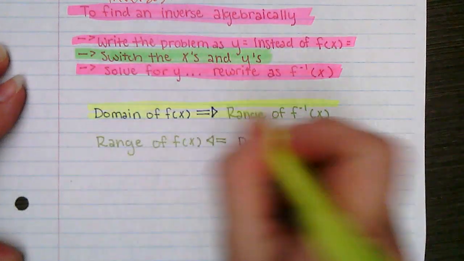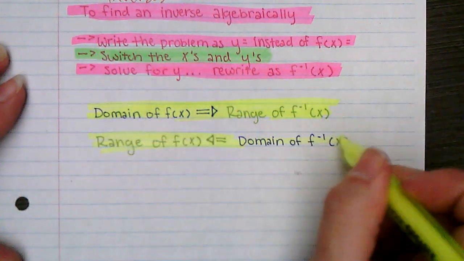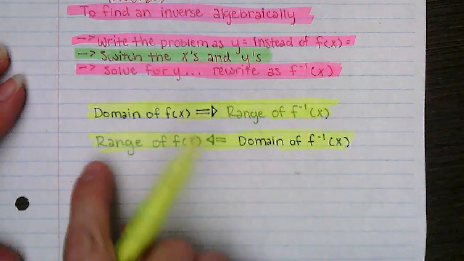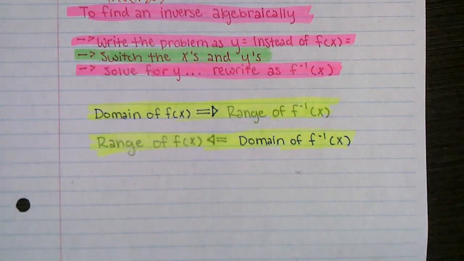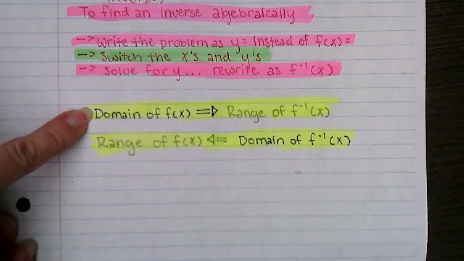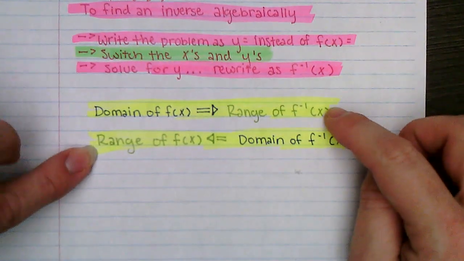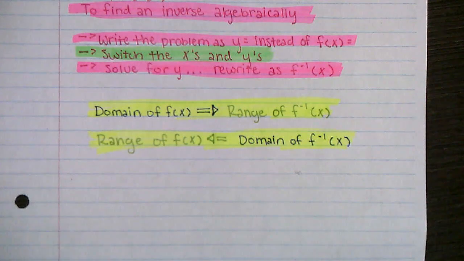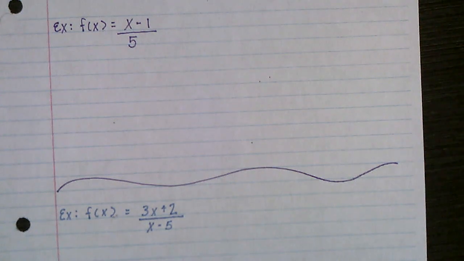Remember, in finding domain and range, the domain of the function is the same as the range of the inverse, and the range of the function is the same as the domain of the inverse. So mainly what we have been able to find more easily is the domains. So usually what I will do is find the domain of the original function and the domain of the inverse function, and then that gives me the two ranges. Since domain is easier to find, that's usually my strategy. Okay, so let's do a couple of examples for finding inverses algebraically.